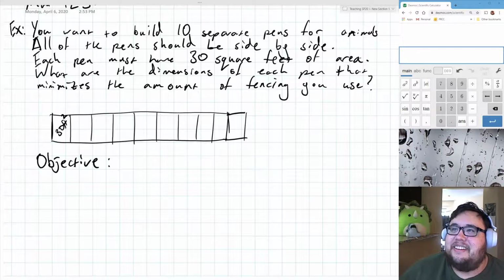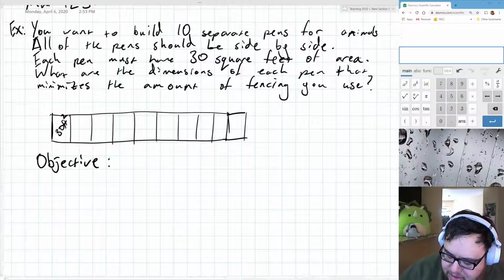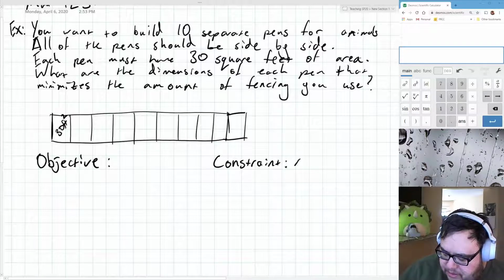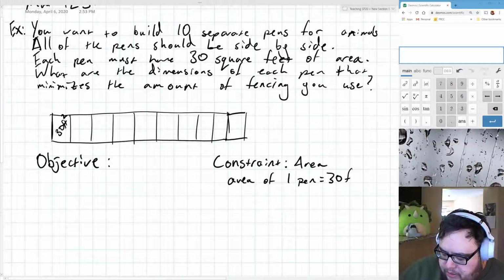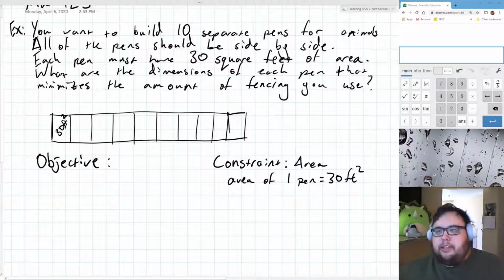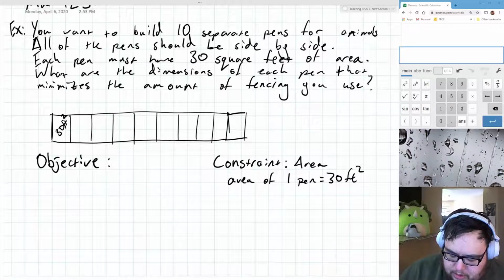I was gonna say our constraint would be the 30 square feet of area. Yeah, so the constraint will be an area equation. And one way of doing it is to say the area of one pen is 30 square feet. So what's the objective? What is the thing that we're trying to minimize here? The fencing. And that's a perimeter, right?